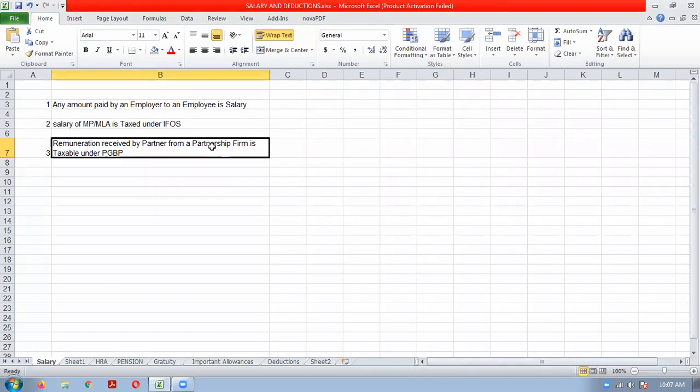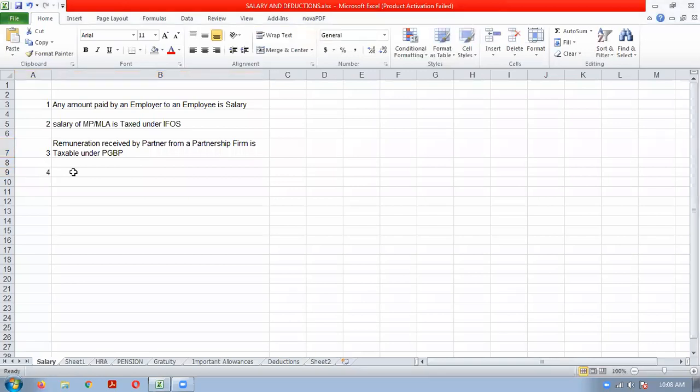Because as per the Partnership Act, you might have understood that a partner is not an employee of a partnership firm. There is an agency relationship. So a partner is a principal for himself and agent for other partners. Since there is no employer-employee relationship, salary received by a partner from a partnership firm will be classified under profit and gains from business or profession.